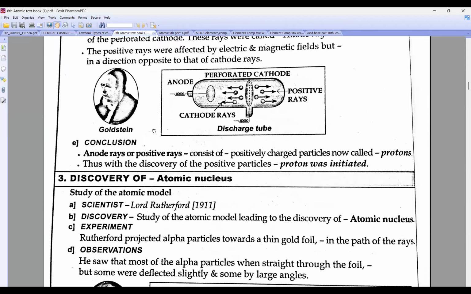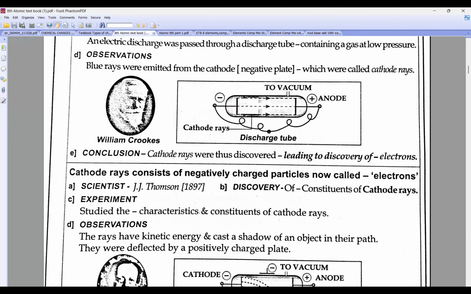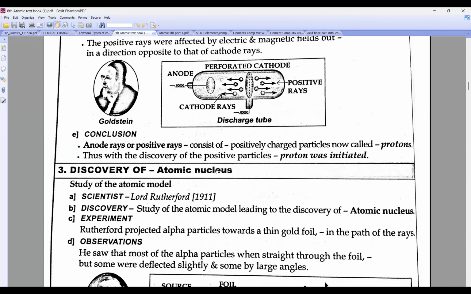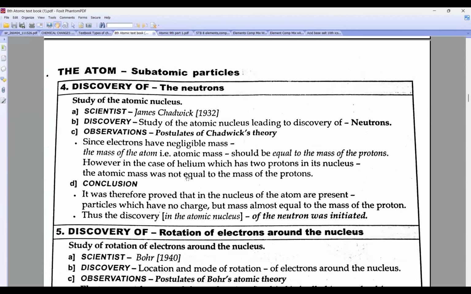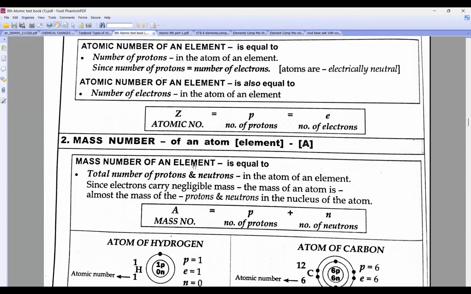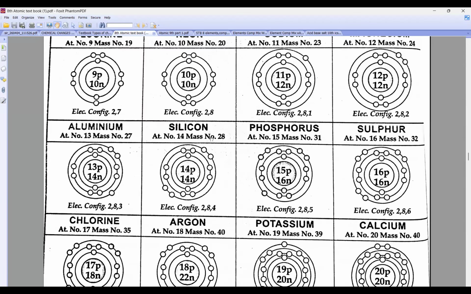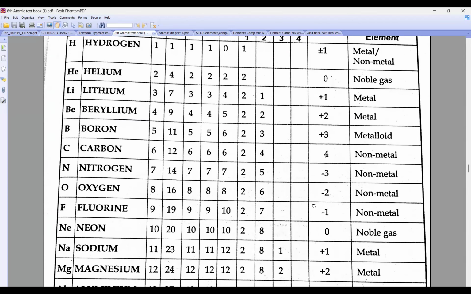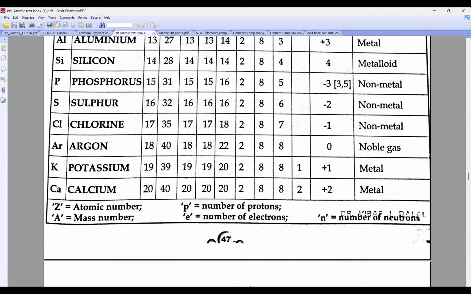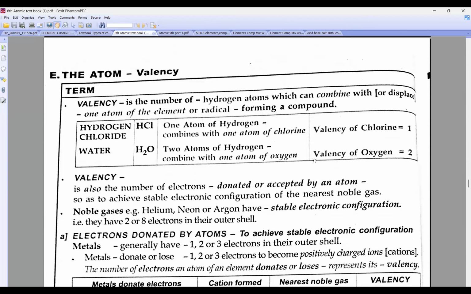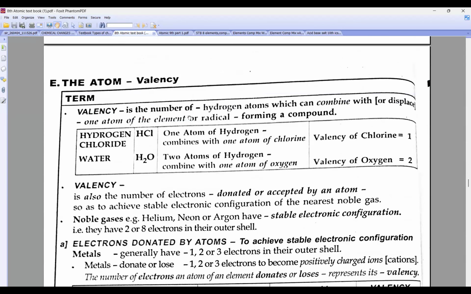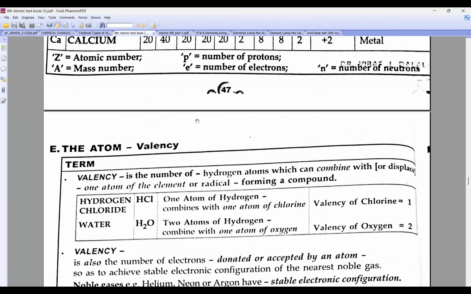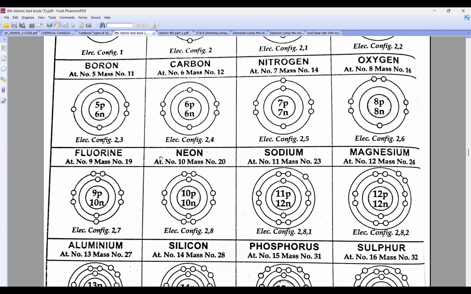In school they have done this experiment, no beta? It is not in the scope. The main part we started from here, and I gave you the name of the discoverer, which was very, very important. Then we did which are metals, which are noble gases, and how we get these valencies. Valence is the number of electrons donated or accepted. That is all your valencies.